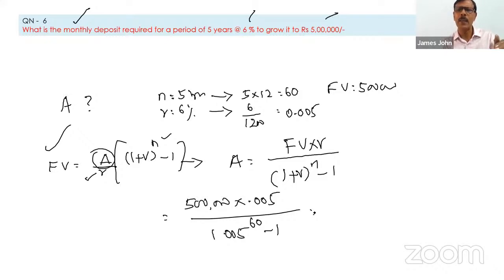This is not EMI. See, 5 lakh is the future value. EMI means that now you are giving 5 lakh, and how much they have to make the payment, that is equated monthly. Here, that is not the question. This is a question on annuity where you have to calculate.